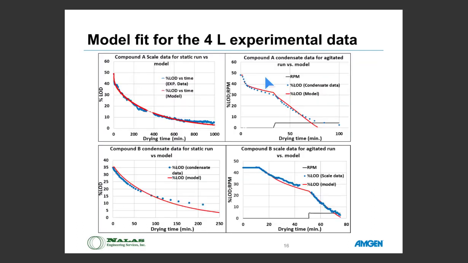And when that was then extrapolated over to an agitated run where we dried for about 40 minutes and then turned on the agitation, we saw that the loss on drying and the model agree very well. So the values for this particular heat transfer and thermal conductivity seem to transfer between both a static as well as an agitated run. And that was also the case for the second compound, compound B, where the static and the dynamic or agitated run agree well with the data.